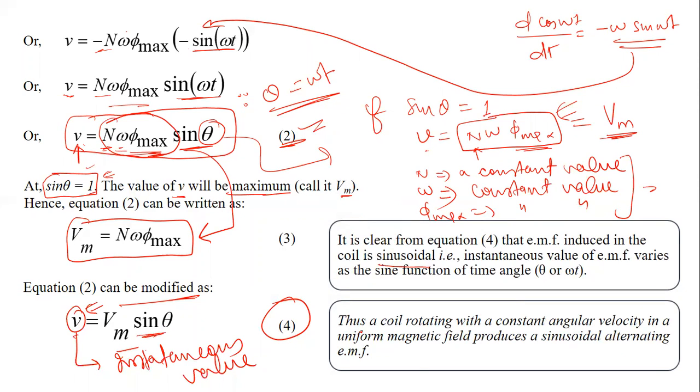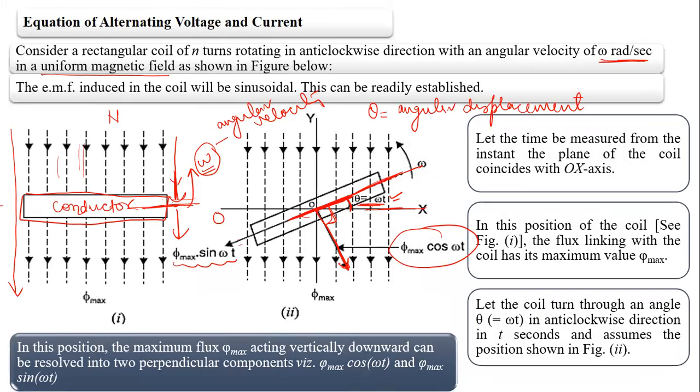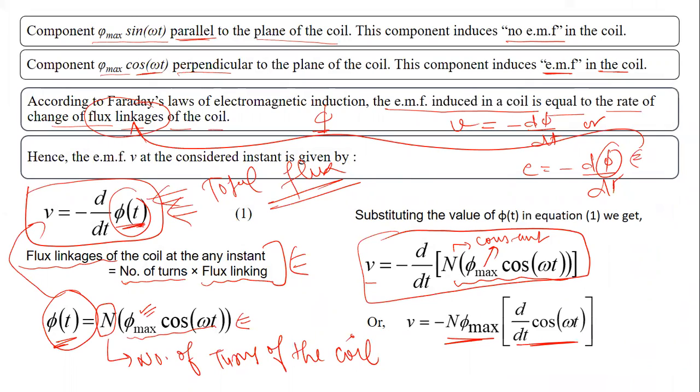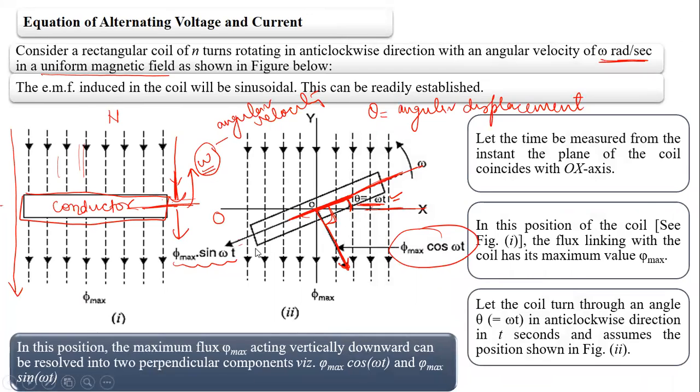So we can conclude here that the coil rotating with a constant angular velocity in a uniform magnetic field produces a sinusoidal alternating EMF. This is the conclusion. The purpose of this part was just to make you understand how this sine wave is generated, because most of the electrical appliances we use are powered by AC, since we receive AC at our home at a certain frequency and a certain voltage. So we need to understand why we get the sine wave, and the sine wave is obtained in this way. You can assume that this is a large generator which we call an alternator. Any generator which produces an alternating signal is an alternator.